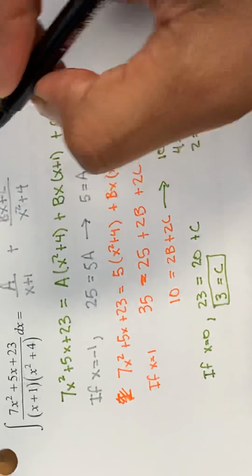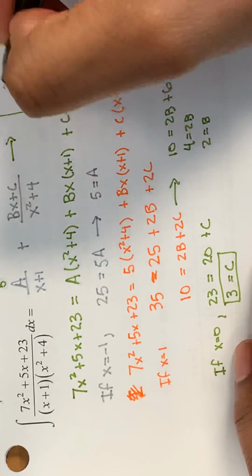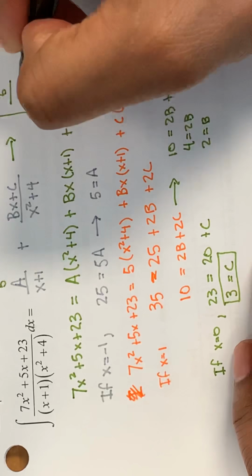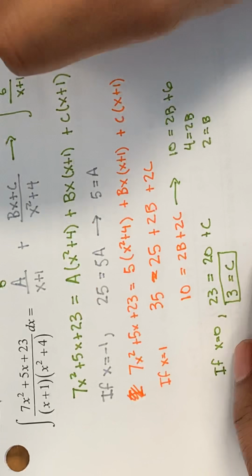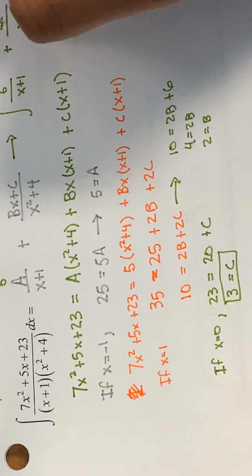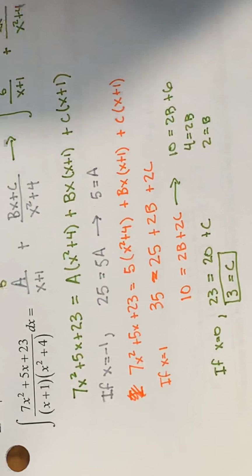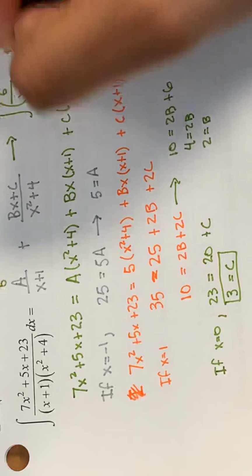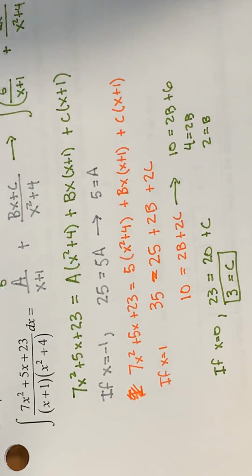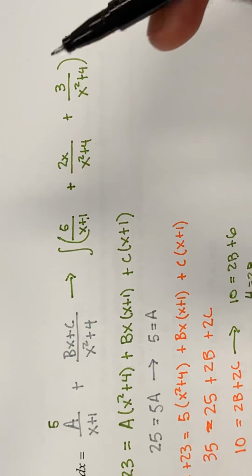And that means that in this expression, we will get the integral of 5 over x plus 1 plus b was 2x. So we're going to split this, so plus 2x over x squared plus 4, and then plus 3 over x squared plus 4 dx. Oh, you can't see any of that. My bad. So we have 5 over x plus 1 plus 2x over x squared plus 4 plus 3 over x squared plus 4 as well.